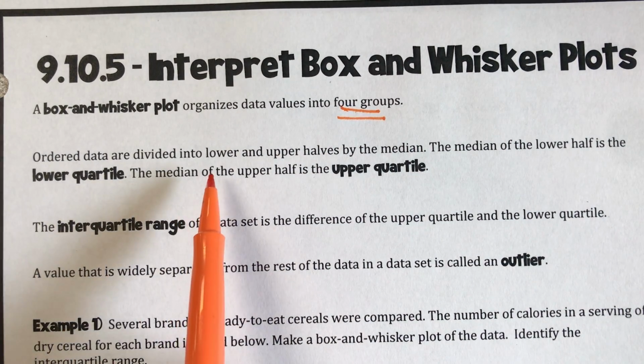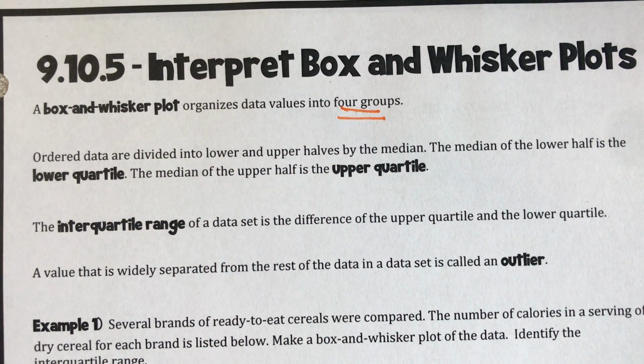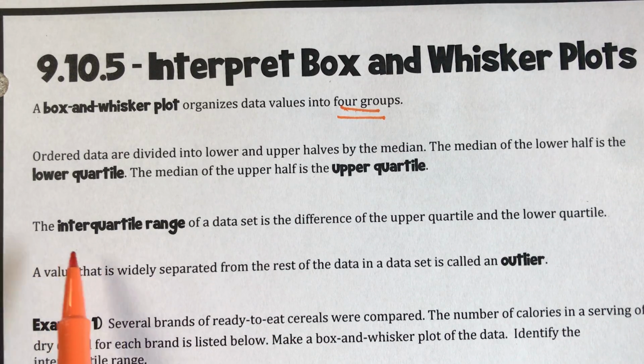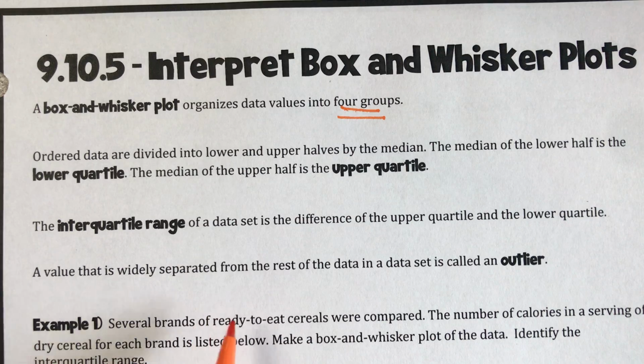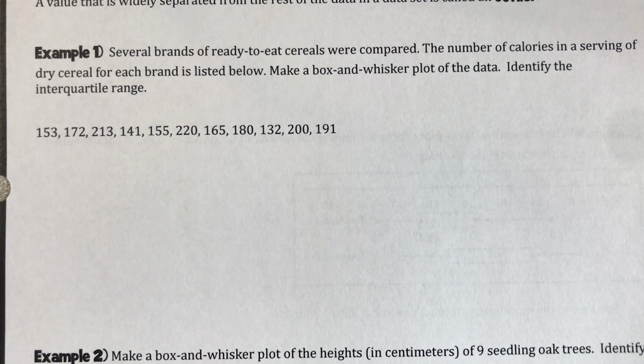Ordered data are divided into what's called lower and upper halves by the median. And then the median of the lower half is called the lower quartile. And the median of the upper half is called the upper quartile. The interquartile range is the difference of the upper and the lower quartile. And then a value that is widely separated from the rest of our data is what we can call an outlier. So the first step every single time, okay, is to put our numbers in order.